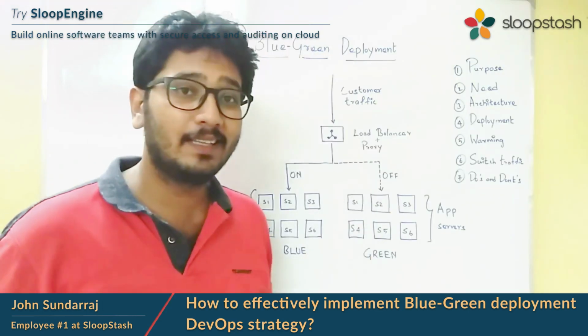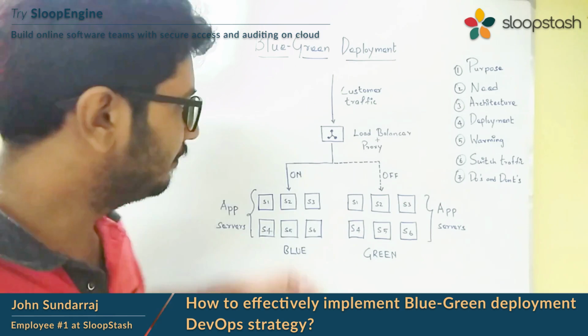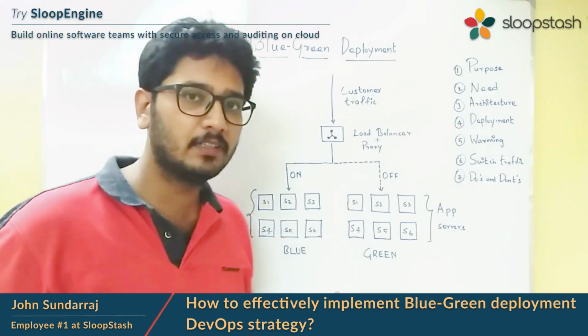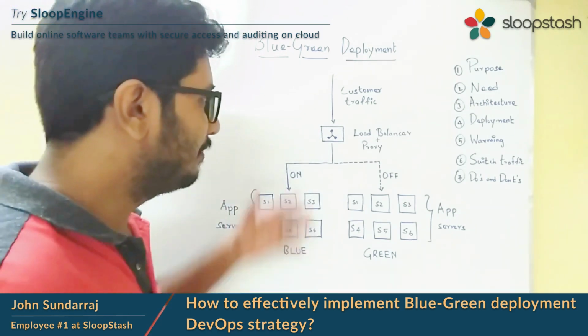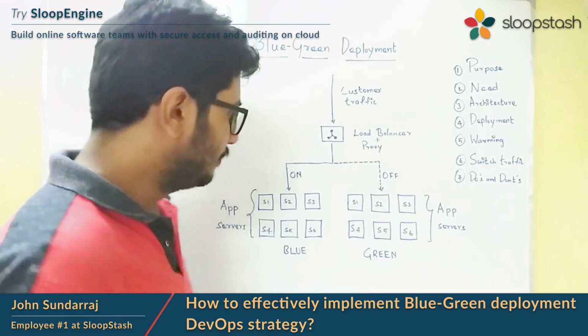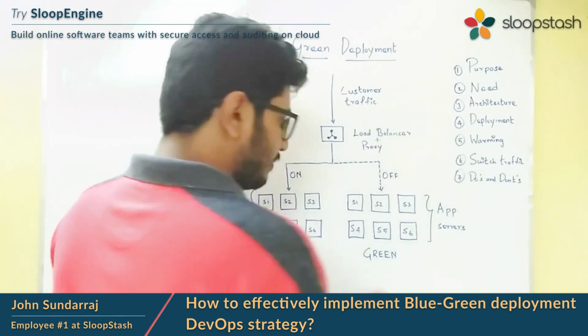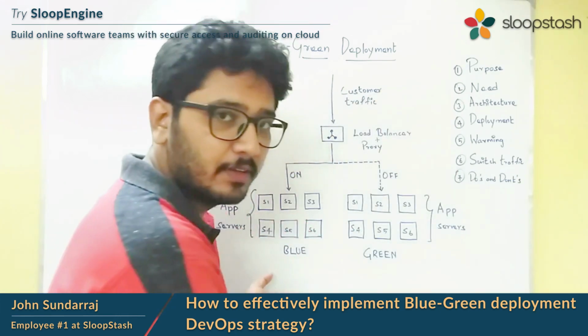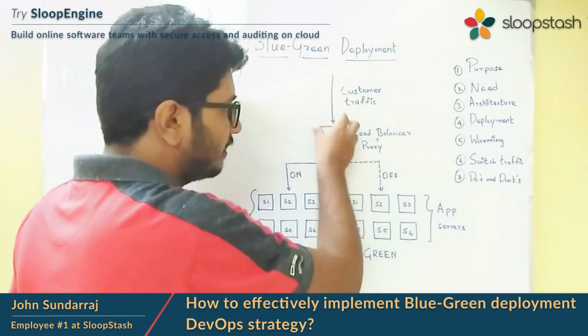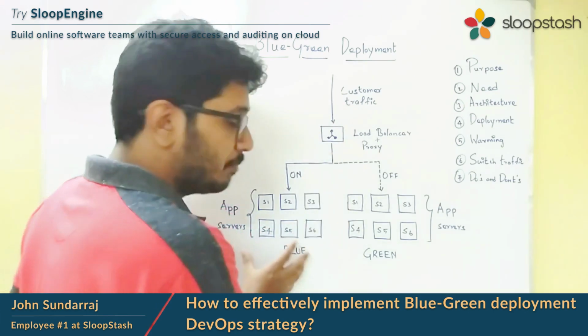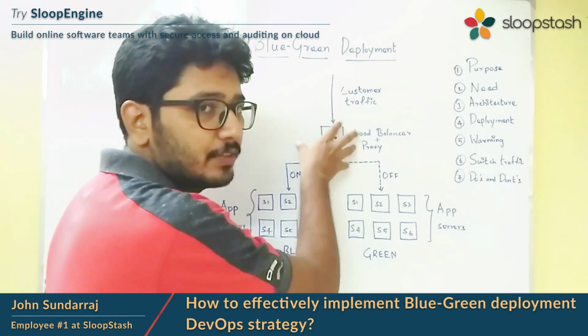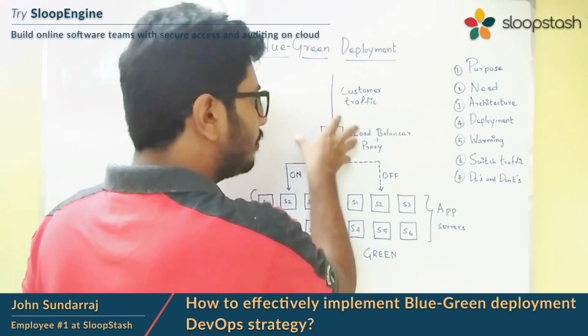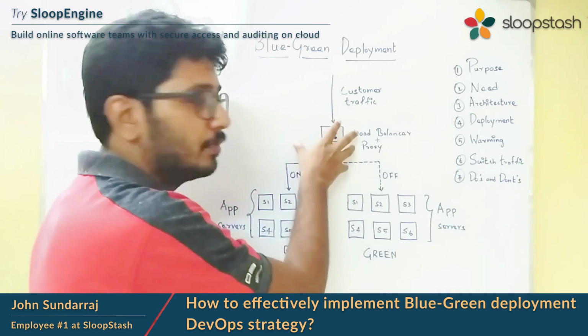Now let's take a look at the architecture of blue-green deployment. This diagram itself is very self-explanatory and very easy to understand. You see here, this is an entire production environment. This is not two environments, this is one single production environment. You see the customer traffic getting into the application servers via the load balancer and proxy. This is a very important component in blue-green deployment.